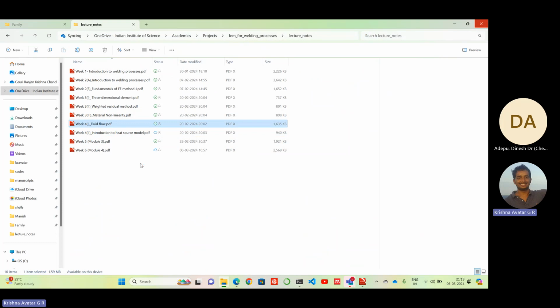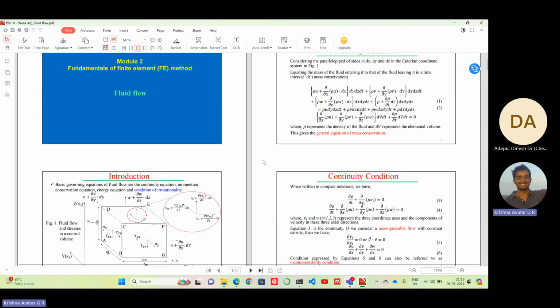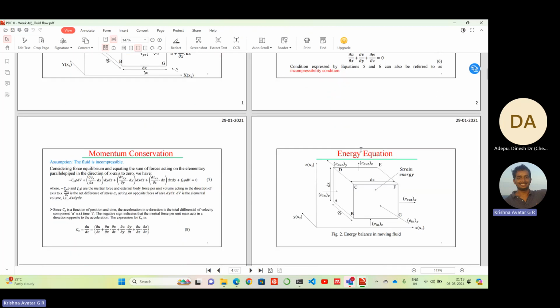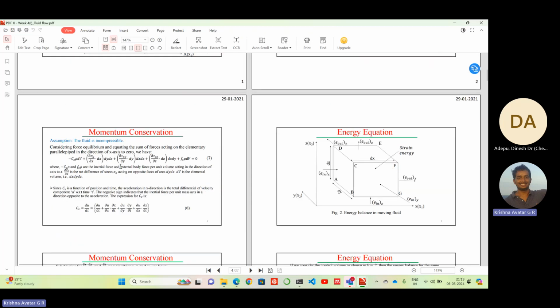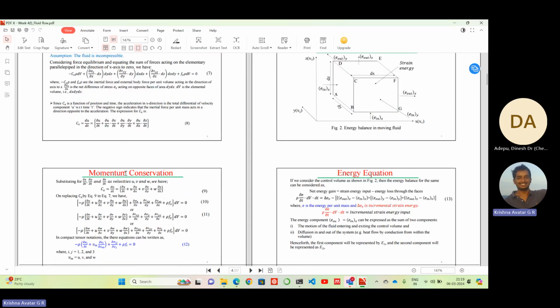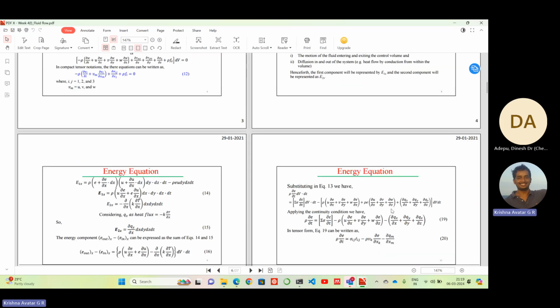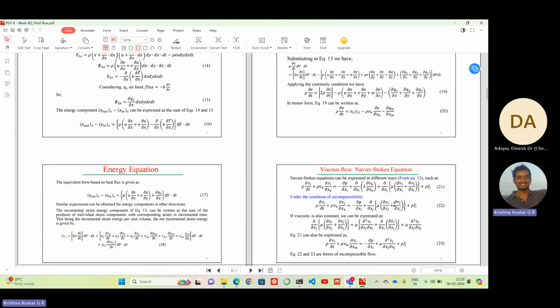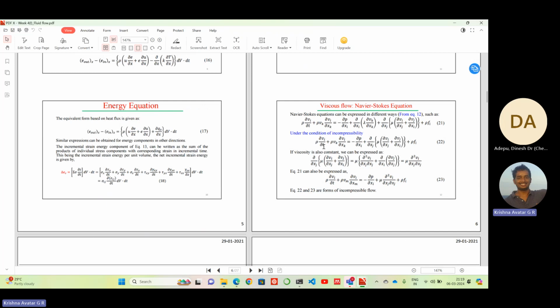And in week 4, what is discussed is the fluid flow relations. So that is like the continuity equation, then the momentum equation. These are the Navier-Stokes equations, right? And then the momentum conservation equation. Then we also derive the energy equation, which is equation 13 here. The derivation part is given. So ultimately, this is the viscous flow for the Navier-Stokes equation, which is equation 21.